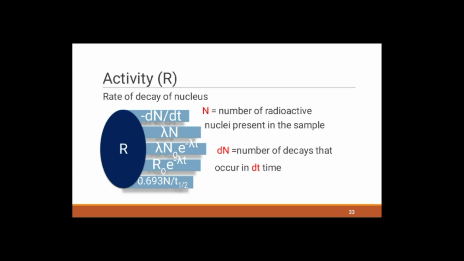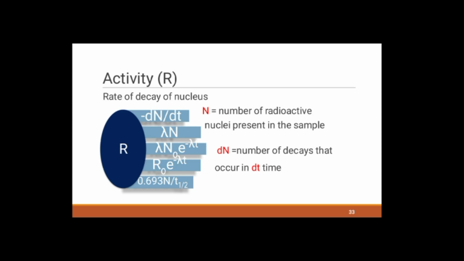Here are a few equations of activity. The first one is R equal to minus dN by dt, where dN is the number of decays that occur in dt time, and here the negative sign shows that the number of nuclei decreases over time. And the other one is R equal to lambda N, where lambda is the decay constant. Here N can be expanded as N0 e raised to minus lambda t, where N0 is the number of nuclei at time t equal to 0.